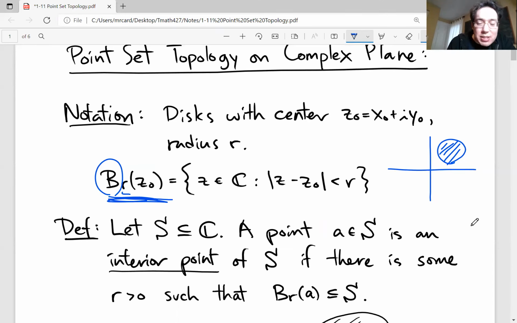The subscript here is the radius of this disk, the distance from the center to the edge of this set. And in parentheses, we're going to list the complex number that will represent the center of this disk.